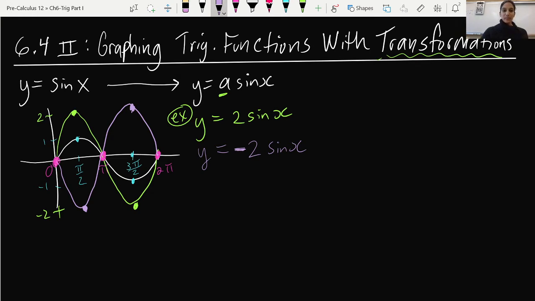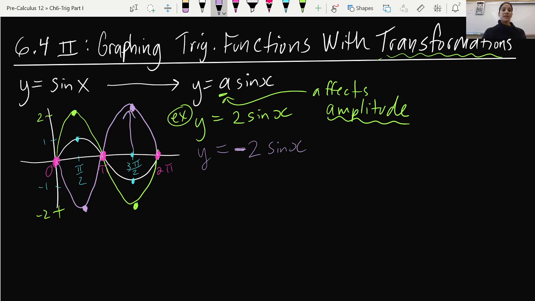Okay, so basically that little a value, I'm going to write this off to the side, this affects our amplitude. Just to throw in a little bit of review from last day, to get the amplitude, if I'm going to use the purple one here, I'd go to the midline, which is still the x-axis, and if I count all the way up to the maximum, that tells me my amplitude for this one. It would have an amplitude of 2.